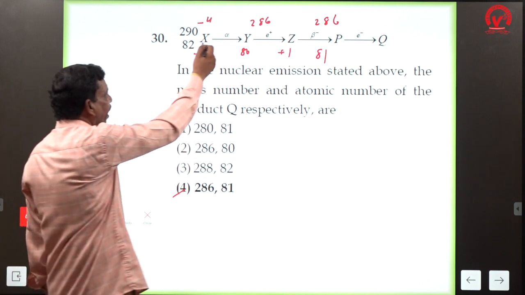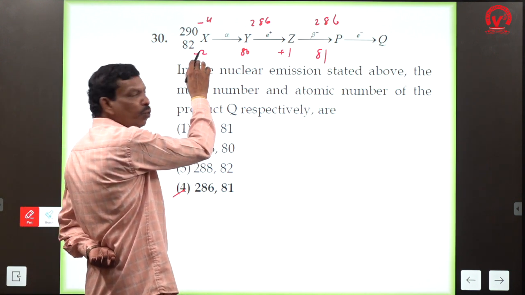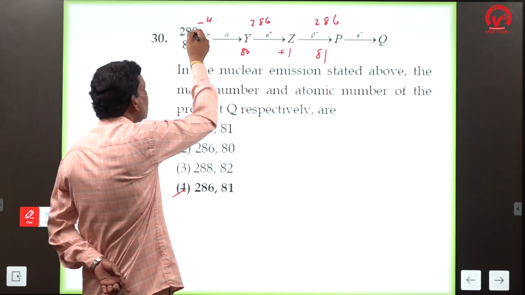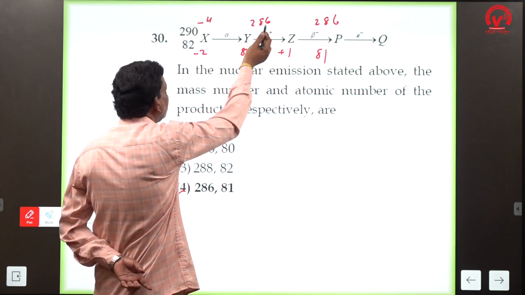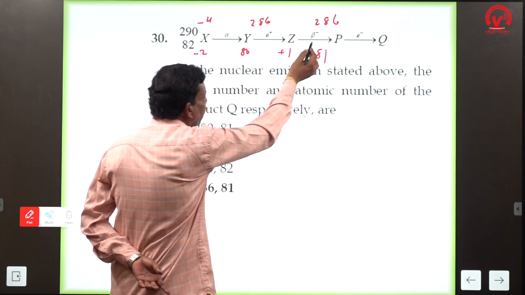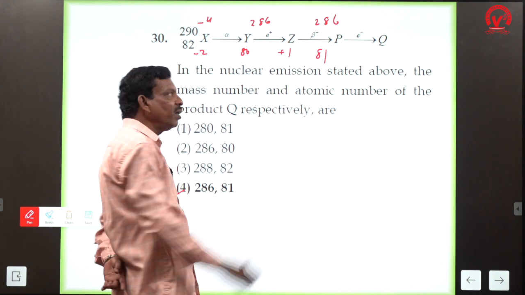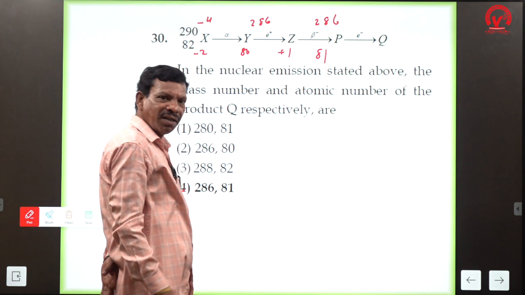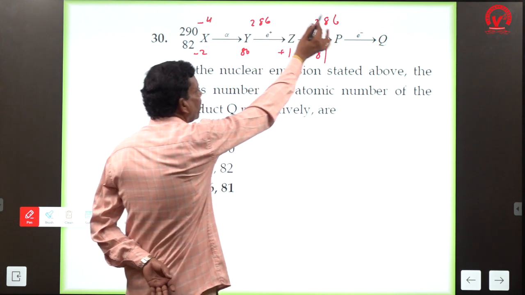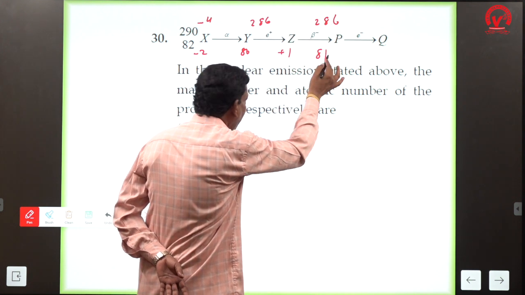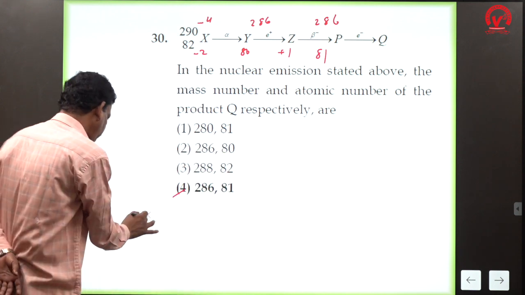So for alpha decay, the atomic number reduces by 2 units and the mass number reduces by 4 units. Then 90, 86, 82, 80. And here beta decay means the atomic number increases by 1 and the mass number remains the same. So 286 as it is and 80 plus 1, 81. Now the fourth option is correct.